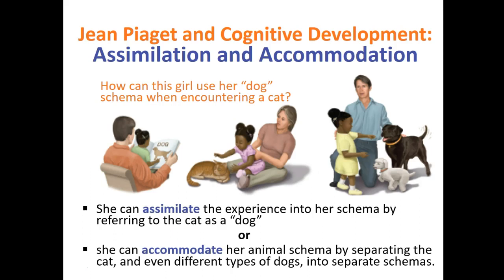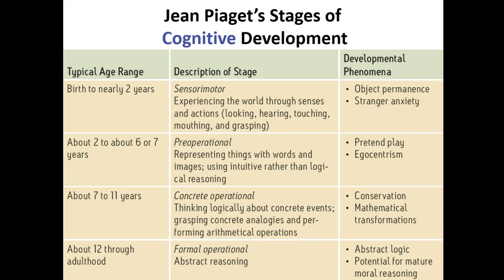But in that case, what the child would have to do is say, no, I need to accommodate this. I need to create a new category in my schema. There are apples and there are bananas, and they're different. So through a process of assimilation and accommodation, we're constantly changing this process.